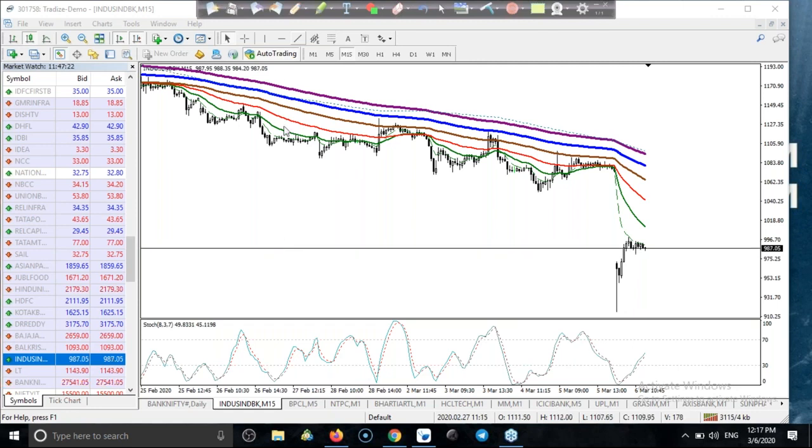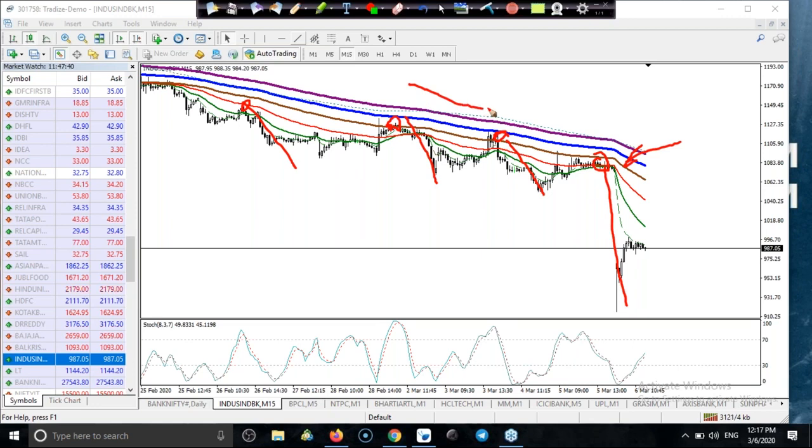All right, in IndusInd Bank we have seen a sell opportunity, and another sell opportunity, and another one. The people who sold here, I think they are getting huge profit. But here you can see the trend is running in a downtrend, so we don't have any buy opportunity.